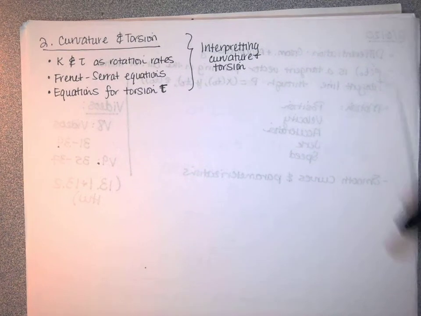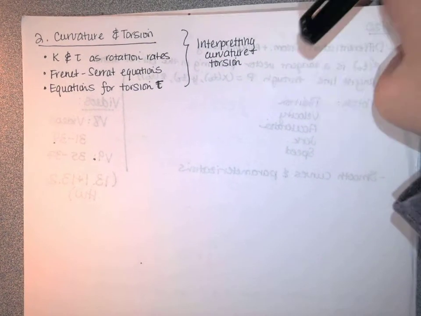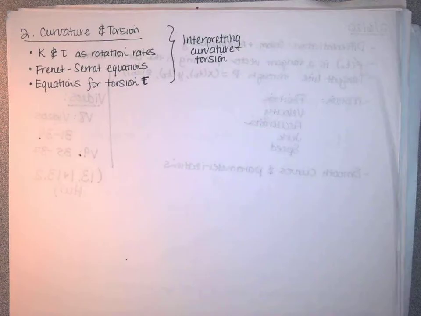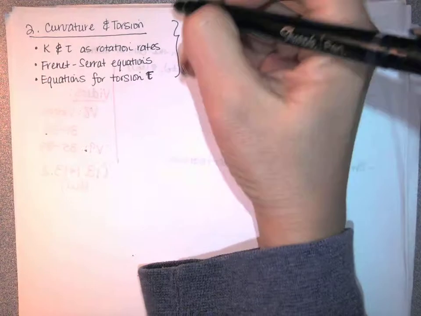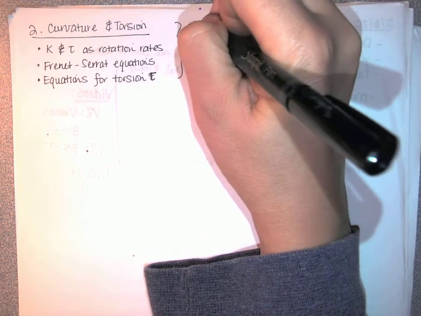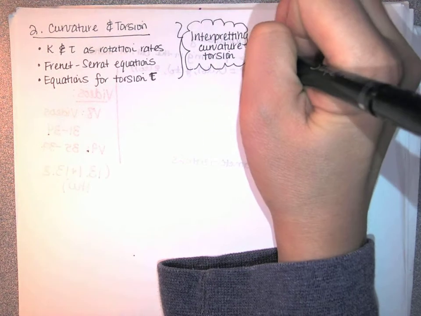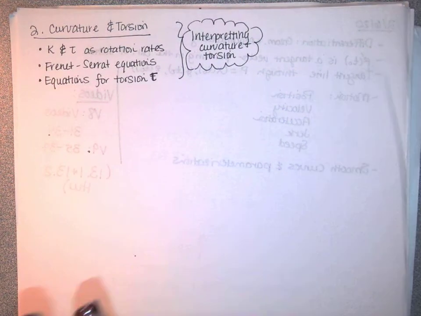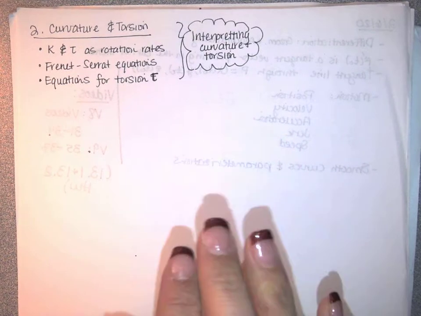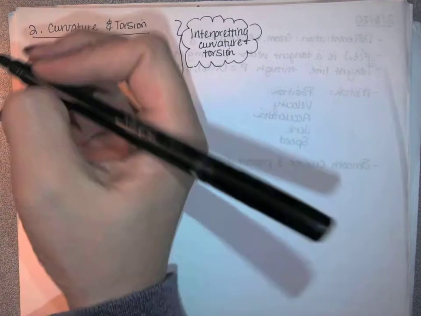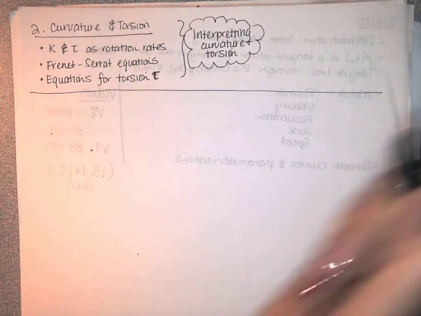I'm not so interested in proofs. I don't need you to know where all of these formulas come from, but I do need you to know how to interpret these values. If I give you a curvature and I give you a torsion, I want you to be able to tell me what they mean. So that's your goal when watching these videos, is to be able to interpret curvature and torsion. So let's review a couple of things.